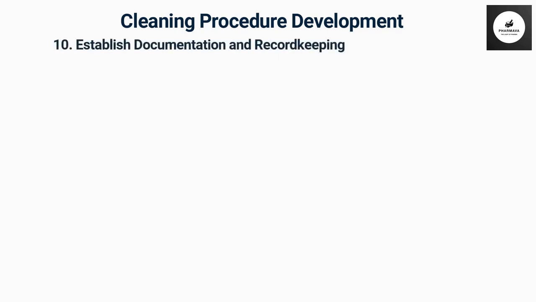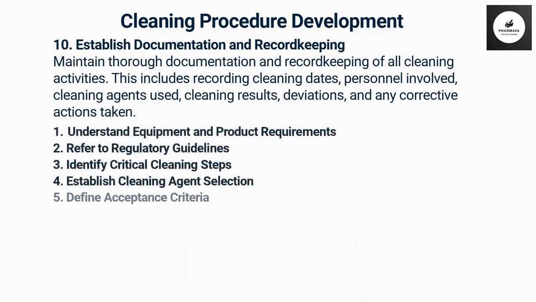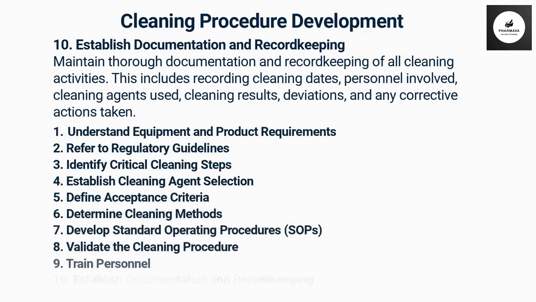Establish documentation and record keeping. Maintain thorough documentation and record keeping of all cleaning activities. This includes recording cleaning dates, personnel involved, cleaning agents used, cleaning results, deviations, and any corrective actions taken. By following these tips, you can develop an effective equipment cleaning procedure that ensures product safety, maintains regulatory compliance, and promotes consistent quality in pharmaceutical manufacturing processes.